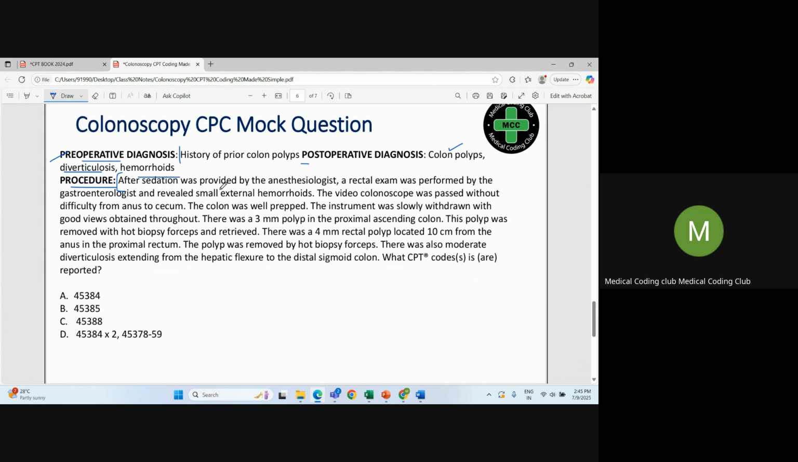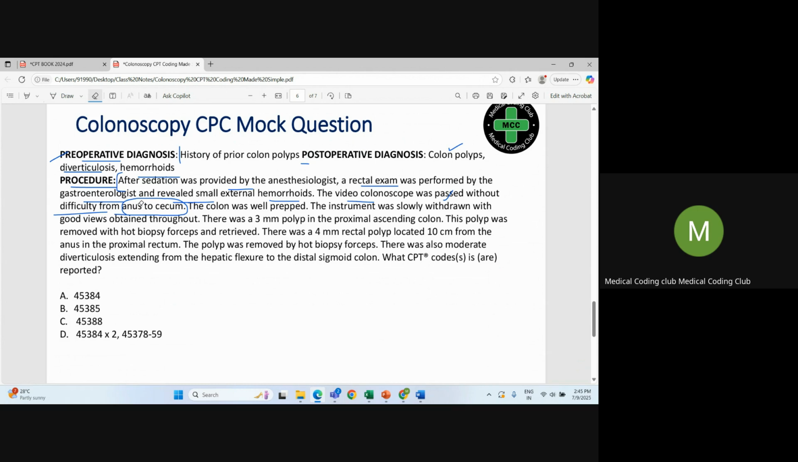After the sedation was provided by the anesthetist, the rectal exam was performed by a gastroenterologist and revealed a small external hemorrhoid. The video colonoscopy was passed without difficulty from anus to cecum.